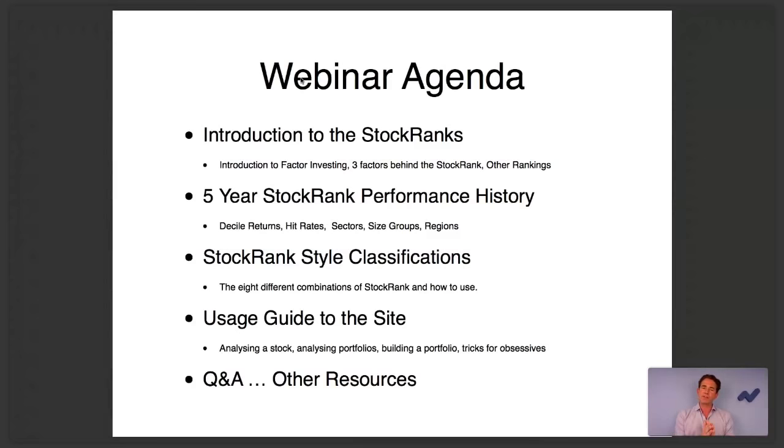Then I'll be giving you the 5-year stock rank performance history. For those of you that don't know, we first published the stock ranks 5 years ago at the end of April, so it's just over 5 years and we have a terrific history. We've been launching different regions from our base in the UK, extending our coverage to Europe, America, Canada, Asia, Australia, etc. So we now have extensive history.